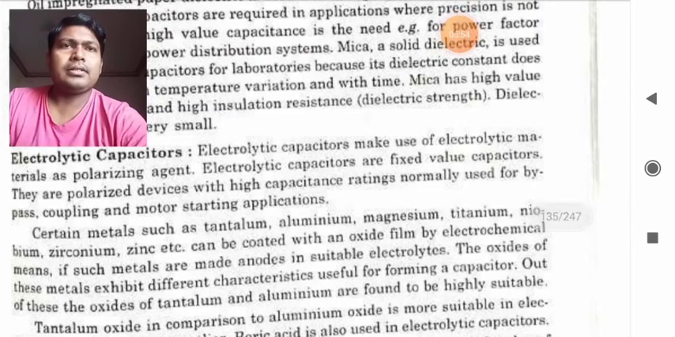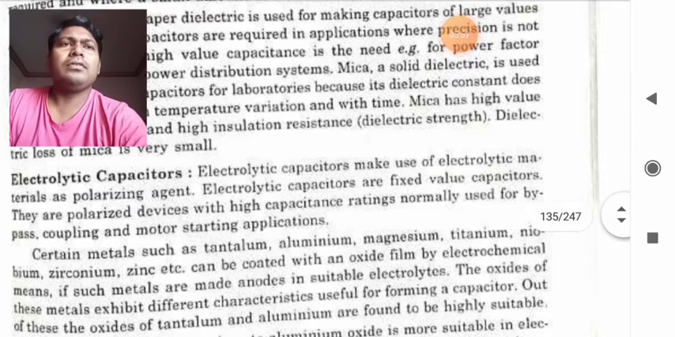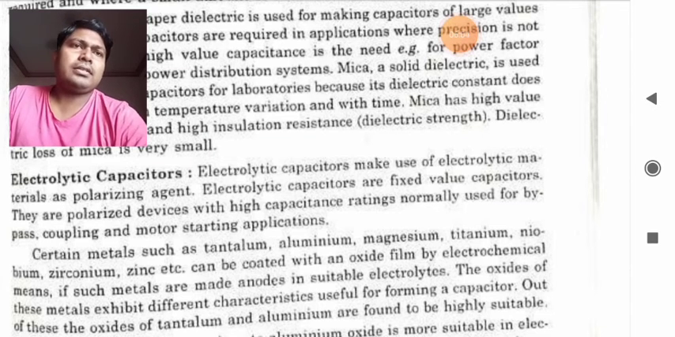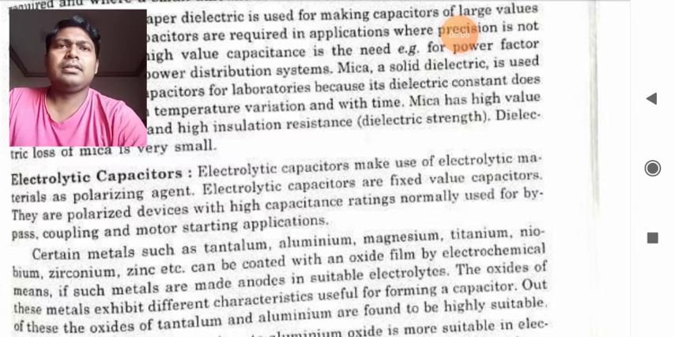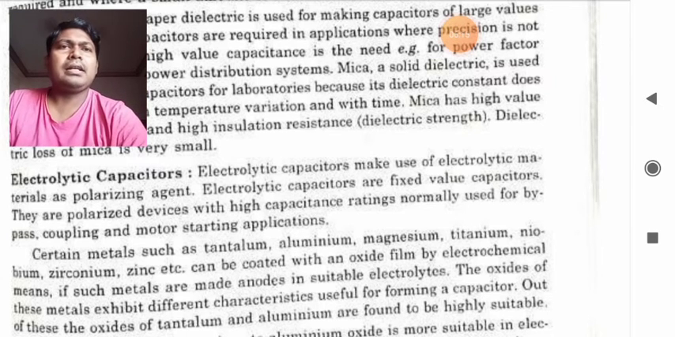Electrolytic capacitors. Now, electrolytic capacitors make use of electrolytic materials as the polarizing agent. Electrolytic capacitors are fixed value capacitors. They are polarized devices with high capacitance rating, normally used for bypass, coupling, and motor starting applications.